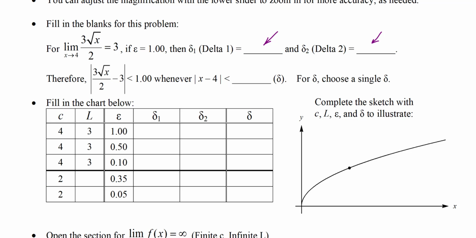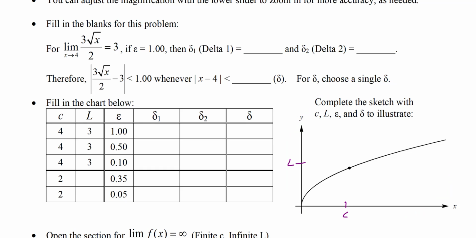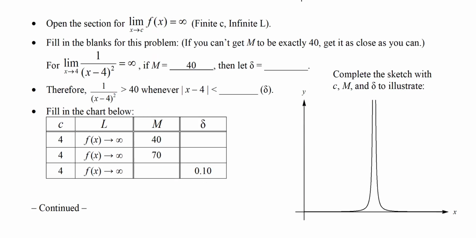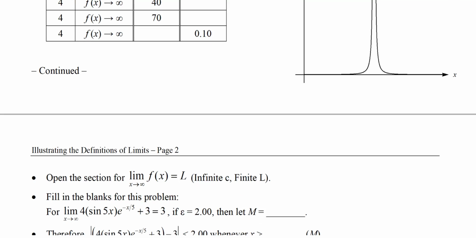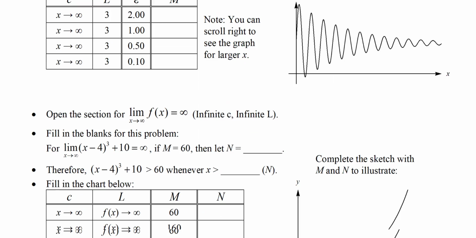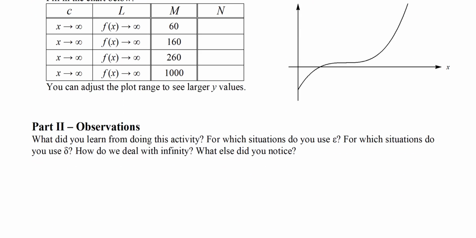For each one of the 4 cases, you're going to answer some questions. Complete the sketch with key values like C and L, epsilon and delta. Where do they go on the graph? What would the general sketch look like? To complete the entire worksheet, you'll go through all 4 cases. There's 2 separate pages for this, and at the very end, I'd like you to make some notes about what you learned by doing this activity and any observations that you made.